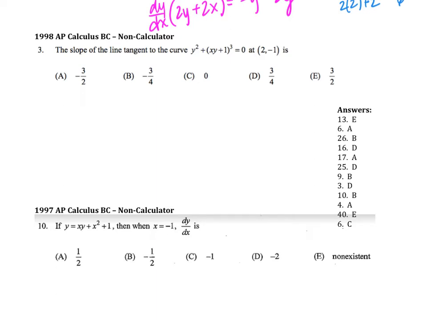We know the derivative of y squared with respect to x would be 2y dy/dx. Then the derivative of this next function is the chain rule, derivative of the outer, leave the inner.